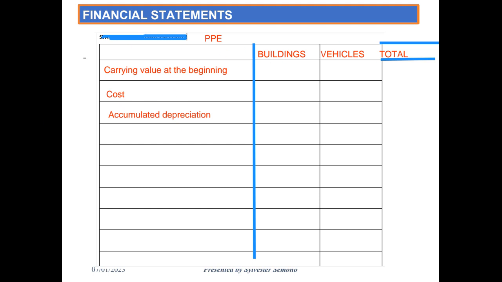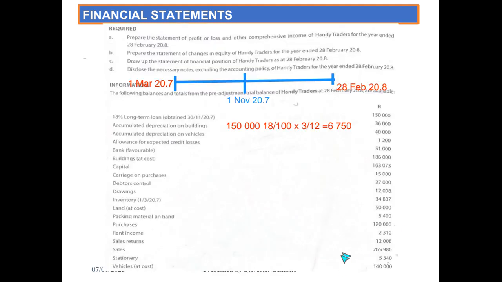Now, let's check if we've got any cost at the beginning of the year for building. We must go back to the information and then check from the list. We normally find this from the list. Do we have any building at the beginning? The cost, or yes, they give us. How much is it?